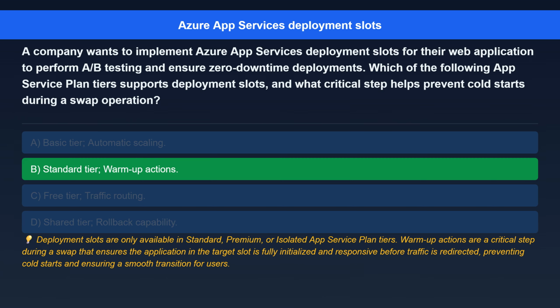The correct answer is Standard tier. Warm-up actions. Here's the explanation. Deployment slots are only available in Standard, Premium, or Isolated App Service Plan tiers. Warm-up actions are a critical step during a swap that ensures the application in the target slot is fully initialized and responsive before traffic is redirected, preventing cold starts and ensuring a smooth transition for users.